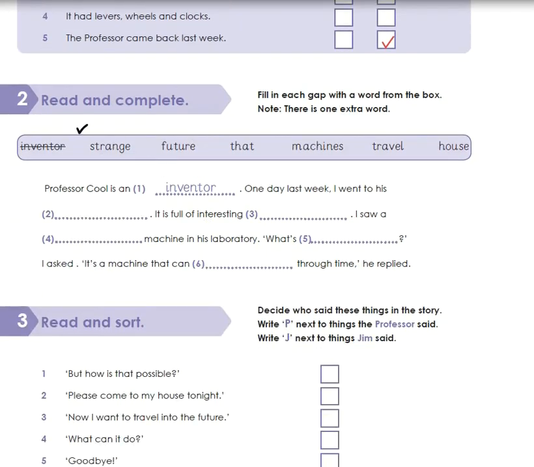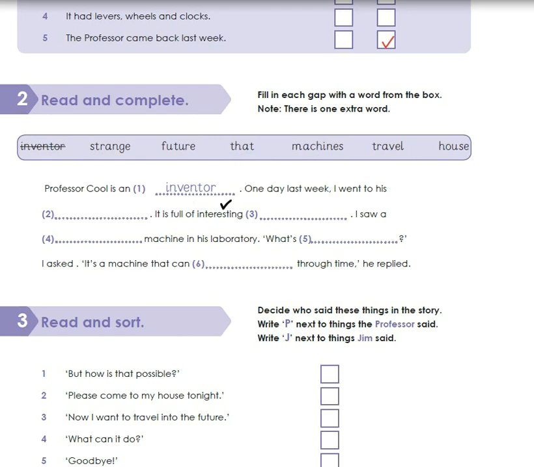Activity 2. Read and complete. Fill in each gap. املأ الفراغ with the words from the box. بكلمة من هذه الكلمات. Note there is one extra word. هناك كلمة إضافية. نقرأ الكلمات. Inventor. Strange غريب. Future مستقبل. That. ما معنى that؟ هذا أو هذه البعيد، وأيضا تأتي بمعنى الذي أو التي داخل الجملة. Machines آلات. Travel يسافر. House منزل.